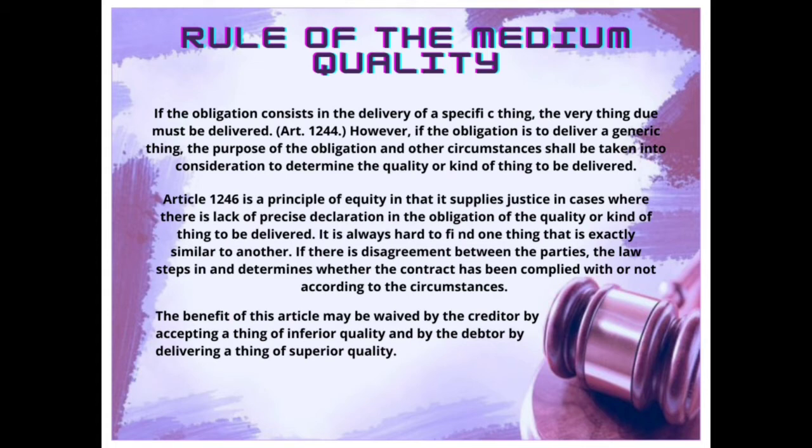Article 1246 is a principle of equity in that it supplies justice in cases where there is lack of precise declaration in obligation of the quality or kind of thing to be delivered. It is always hard to find one thing that is exactly similar to another. If there is disagreement between the parties, the law steps in and determines whether the contract has been complied with or not according to the circumstances.